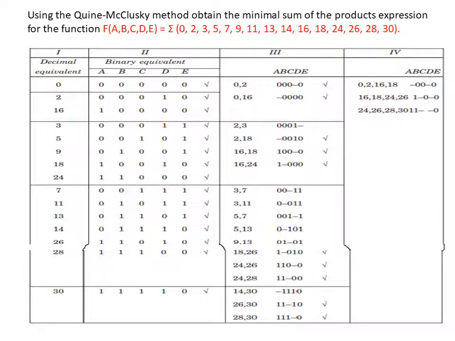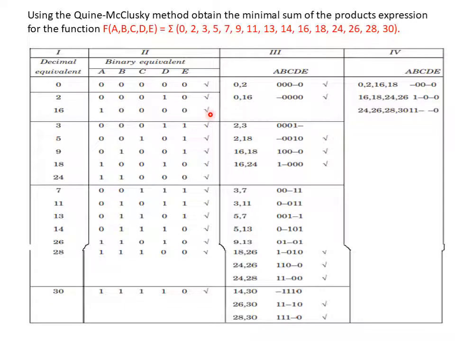So first we are comparing group 0 with group 1, then group 1 with group 2, then group 2 with group 3 and group 3 with group 4. So first combination for group 0 and group 1 is 0, 16. The differing variable is A here.